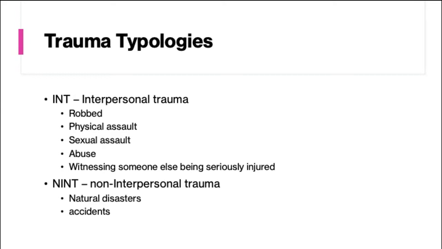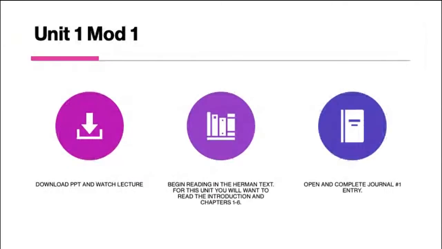Non-interpersonal trauma are going to be things like natural disasters, accidents, those types of things that we don't see coming, terrorism, maybe big types of things can be non-interpersonal. So I want us to know those typologies as well. All right, well, that's a basic introduction to trauma and where we're going to go.